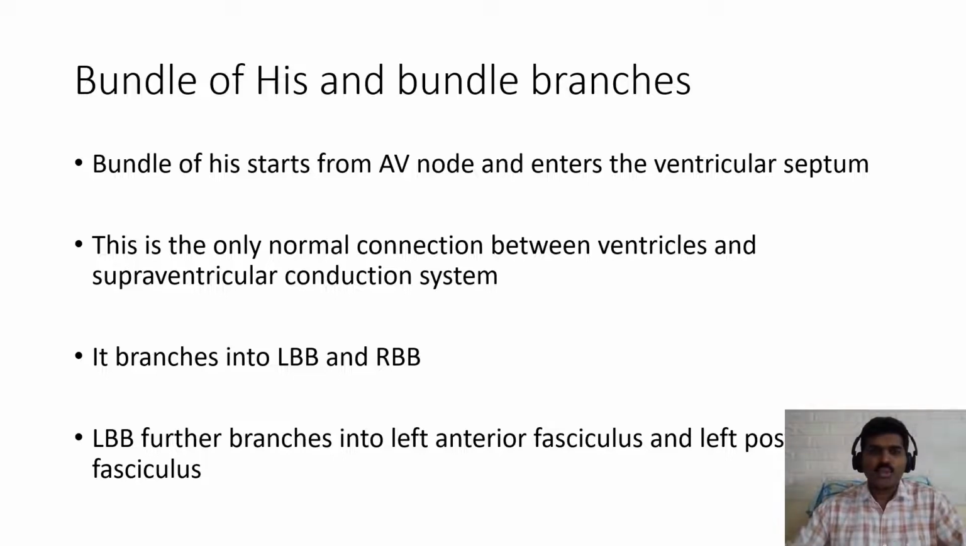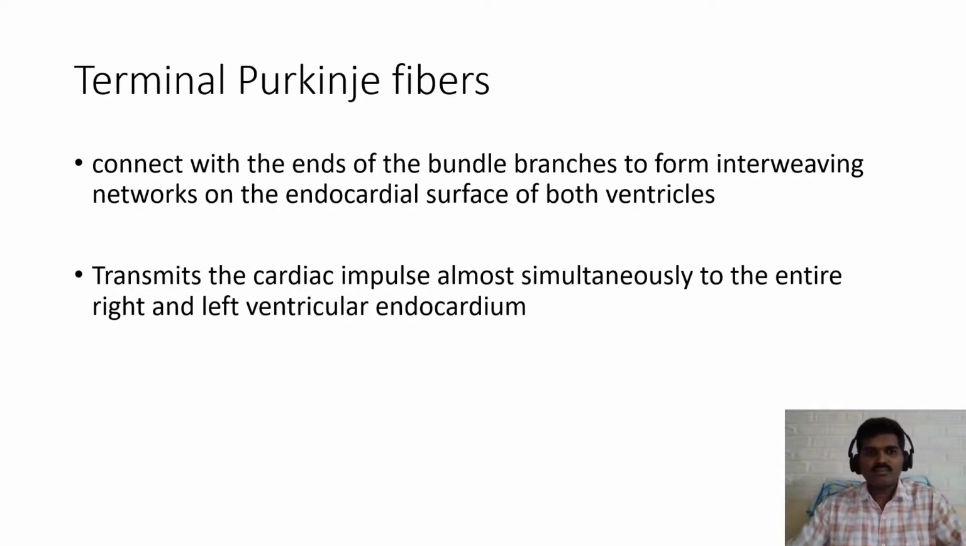I have shown you in the pictures. Left bundle branch again divides into the left anterior fasciculus and left posterior fasciculus. If we consider right bundle branch also as a fascicle, there are three fascicles in the heart. Terminal Purkinje fibers, which connect with the ends of the bundle branches to form intertwining networks on the endocardial surface of both the ventricles. They transmit cardiac impulse almost instantaneously to the entire right and the left ventricular endocardium.